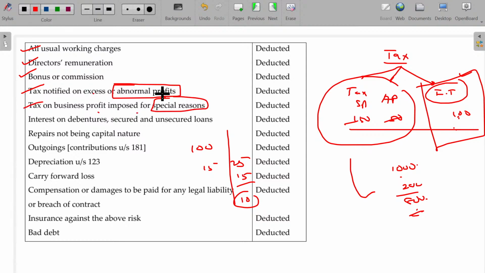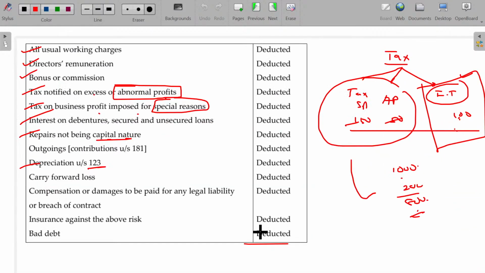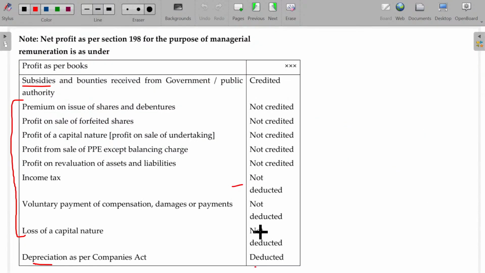These two will be subtracted before calculating the manager remuneration. But regular income tax will not be. Okay. And what more? Interest on debentures can be subtracted. Repairs not being capital in nature are deductible, and depreciation under section 123 is deductible. Any loss will also be deductible, bad debt also deductible. So not beyond that. Major items you can guess yourself.